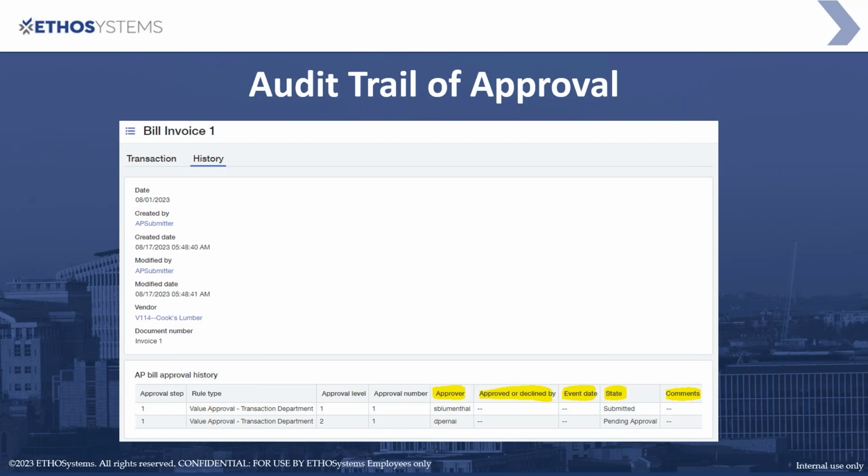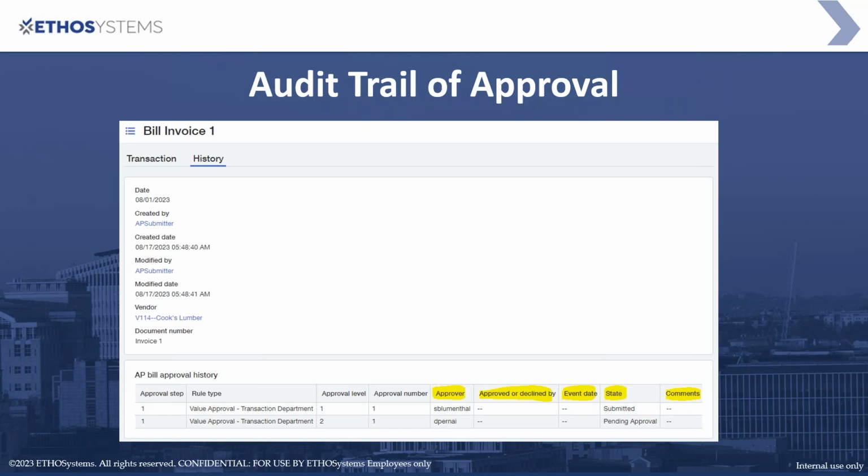If you look at the bottom, if this was 10 people that needed to approve this invoice, Intacct will keep that whole audit trail of who the approver is, and whether they approved it or not, the date that they approved it, and it also shows us under the state field who the invoice is submitted to.